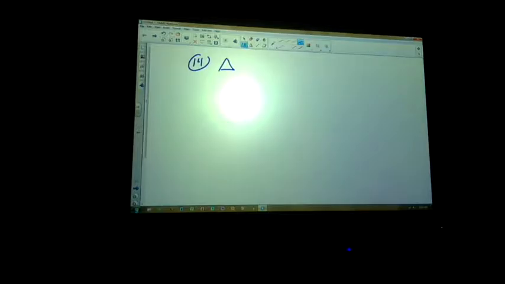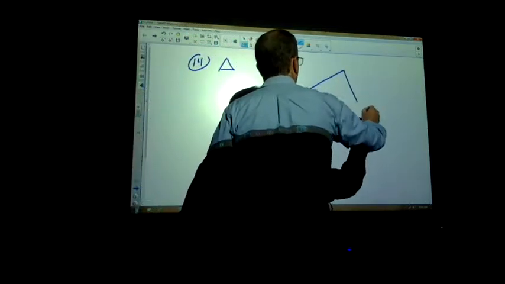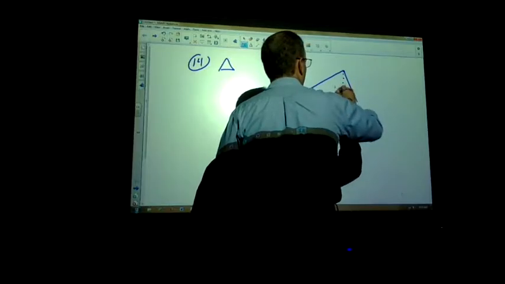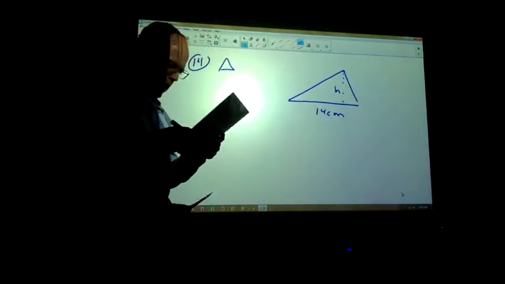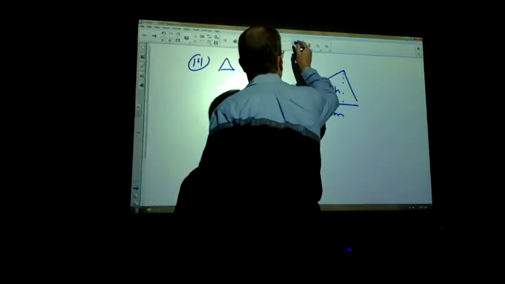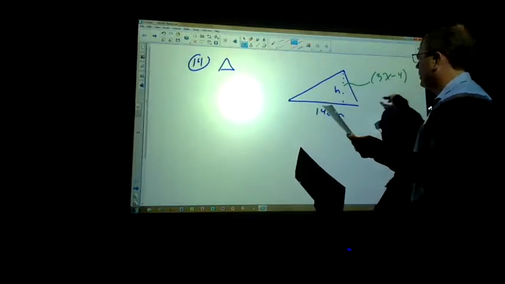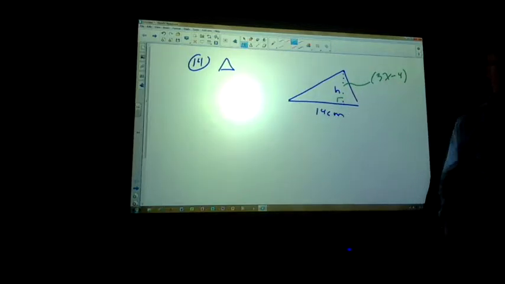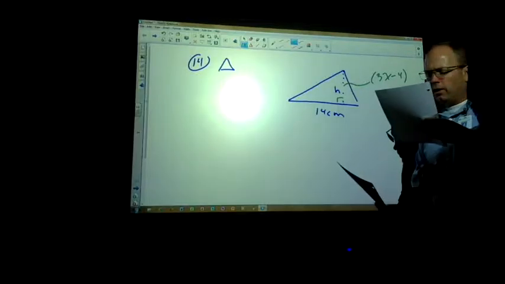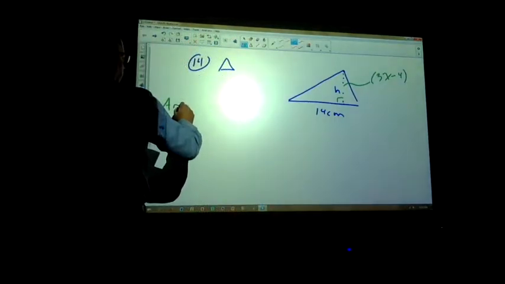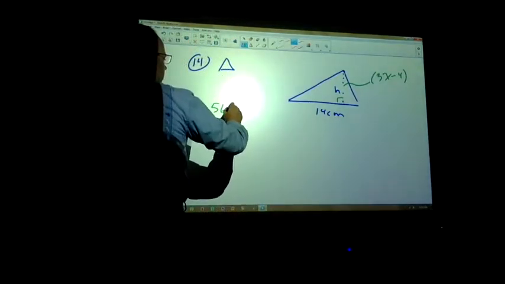A triangle has a base of 14 centimeters. Okay, so let's just draw this out. 14 centimeters. We'd have a height here. I don't know what that is yet. And the height is 3x minus 4. So base times height, you remember a triangle has to have 90-degree angles from each other. The area of the triangle is greater than 56 centimeters.